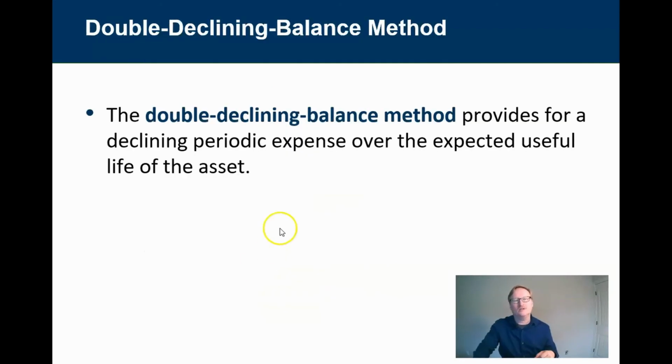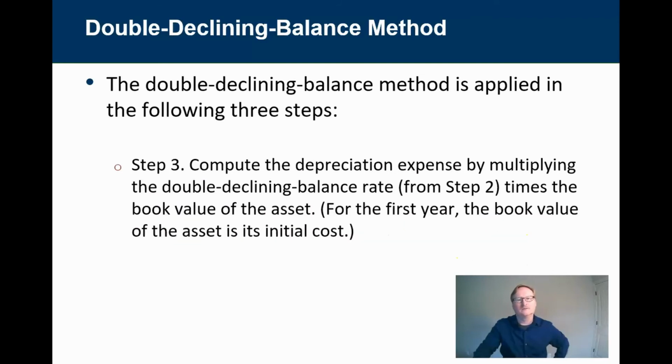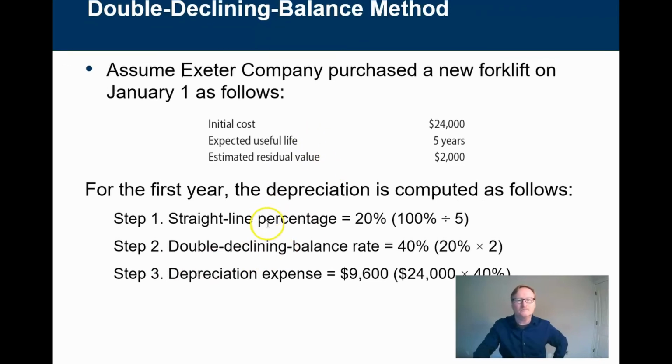Okay. So the next one is double declining balance. Periodic expense over the expected life. Okay, so now this is a different one. So first of all, in this one, double declining means we're going to be able to double it up in early years. So determine the straight line percentage, which was the first one we did, right? Determine the double declining rate by multiplying the straight line by 2. Then compute the depreciation expense by multiplying the double declining rate times the book value of the asset. Oh boy, that sounds complicated, but it's really not. Take a look at this.